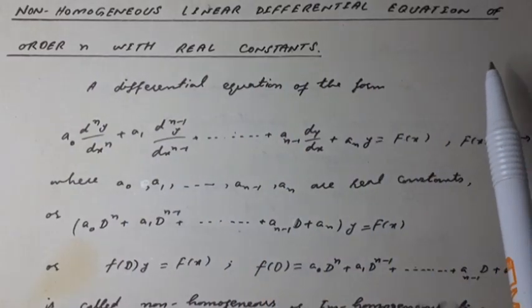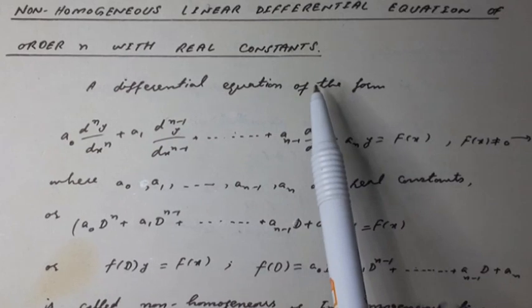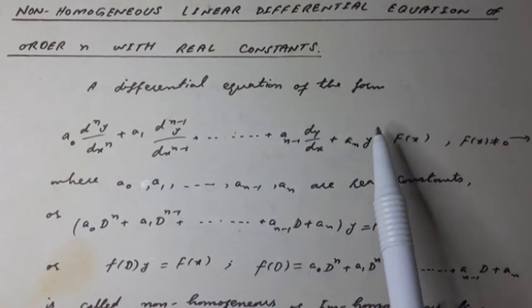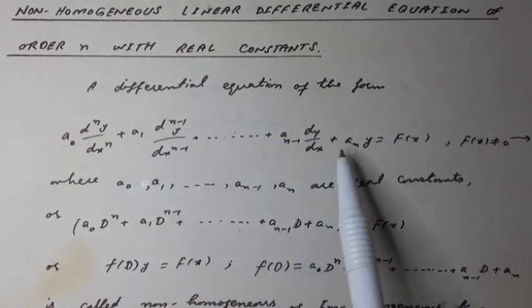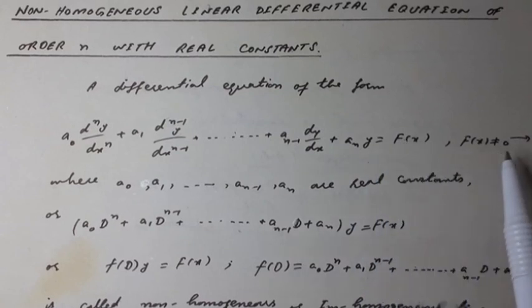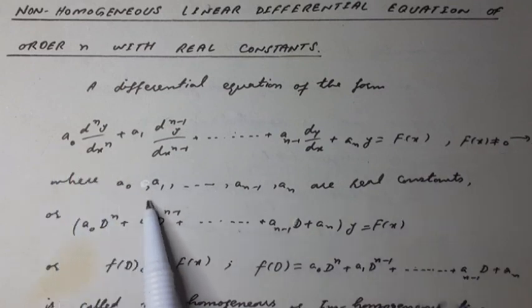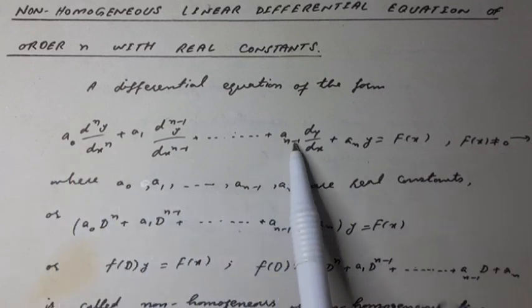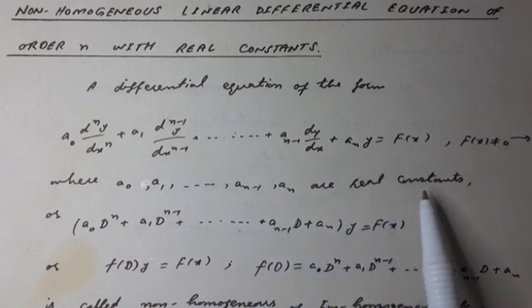Non-homogeneous linear differential equation of order n with real constants. A differential equation of the form f(D) y = F(x), where F(x) is not equal to 0, equation 1, where a0, a1, ..., a(n-1), an are real constants.